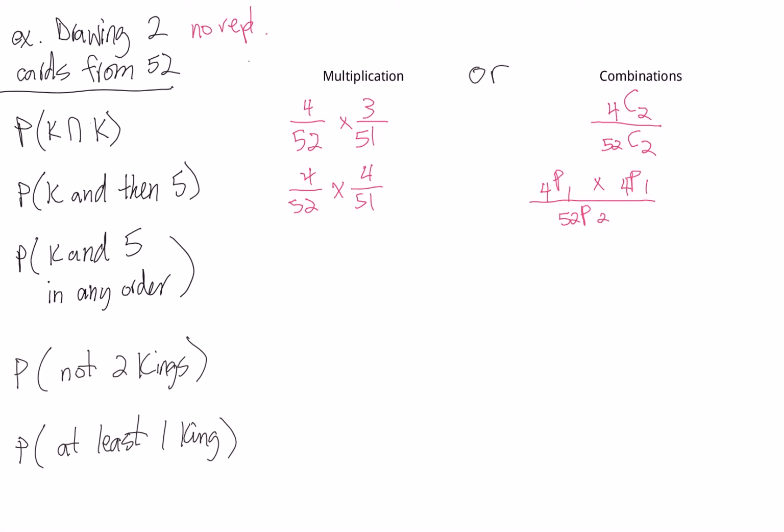We want a king and then a 5. So 1 out of 4, 1 out of 4 for the top, and then still 2 out of 52, because that order does matter. Now you can see for the next question it's the same thing. It says a king and 5 in any order.